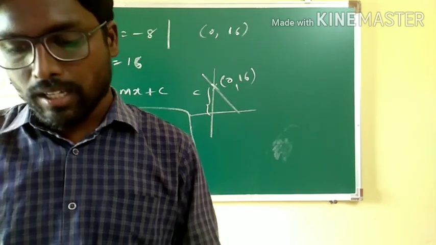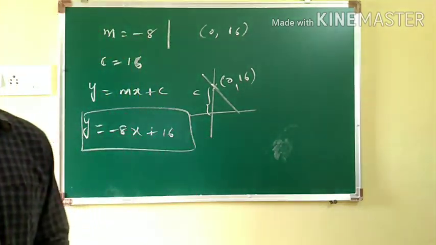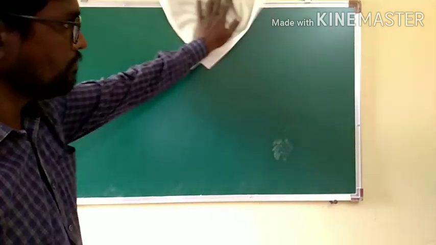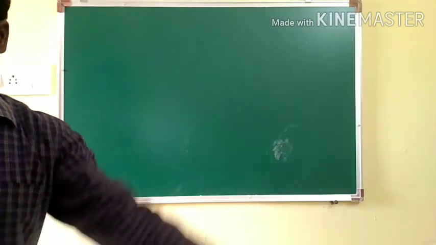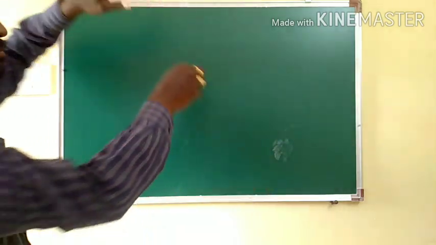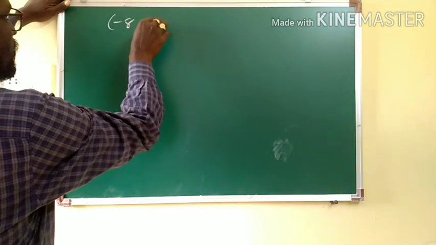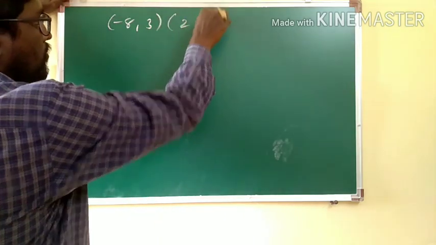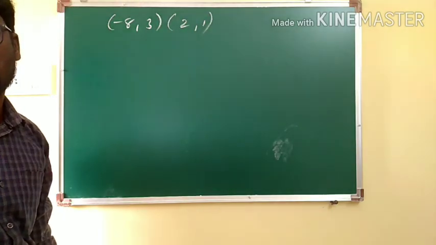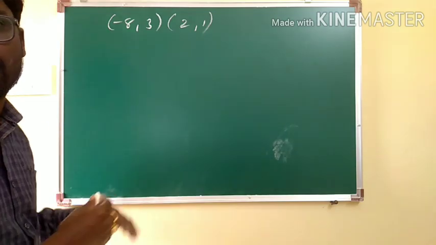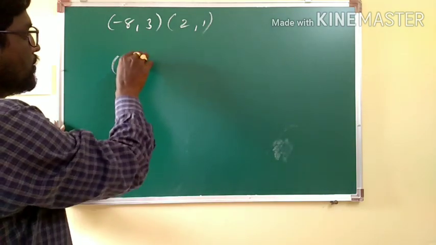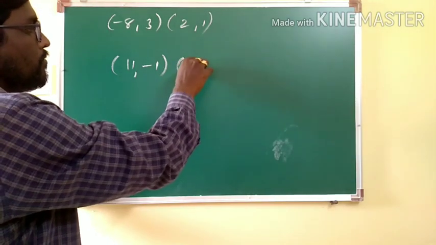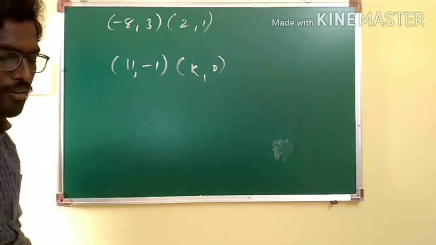And last we have question number 21. The question is: if the line passing through the points (-8, 3) and (2, 1) is parallel to the line passing through the points (11, -1) and (k, 0), then what is the value of k?